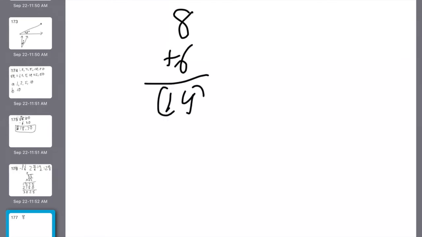22, parentheses says add it first. So I got 8 plus 6 is 14. Now you have a problem that looks like this. Next to parentheses mean multiply. So 2 times 14 is 28. And we'll label it inches because of the label inside the parentheses.